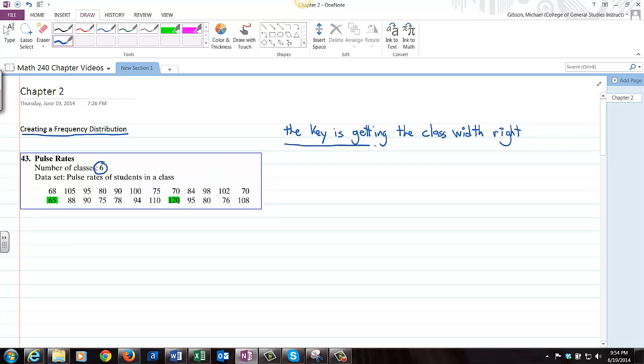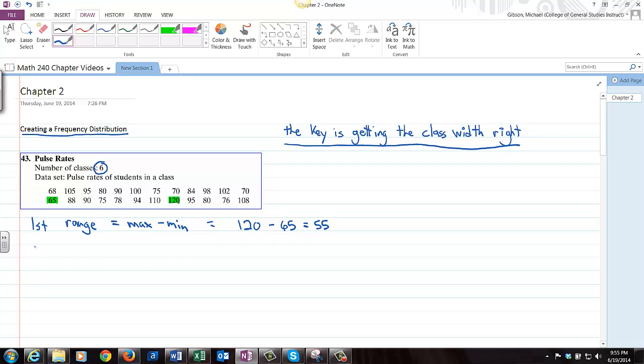The key to getting one of these right is getting the class width right, and there's kind of two different ways that I mean that. So let's start. First, the first thing you've got to do is find the range, the high and the low. I highlighted these two for us, so just getting started. In this case, that's 120 minus 65, which equals 55.